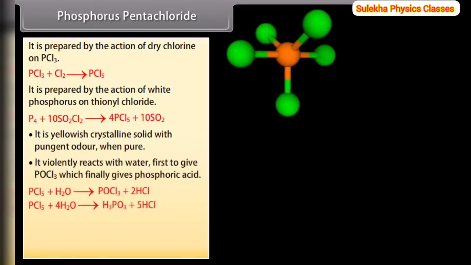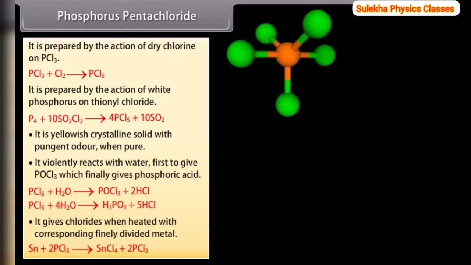It violently reacts with water, first to give POCl3, which finally gives phosphoric acid. It gives chlorides when heated with the corresponding finely divided metal.